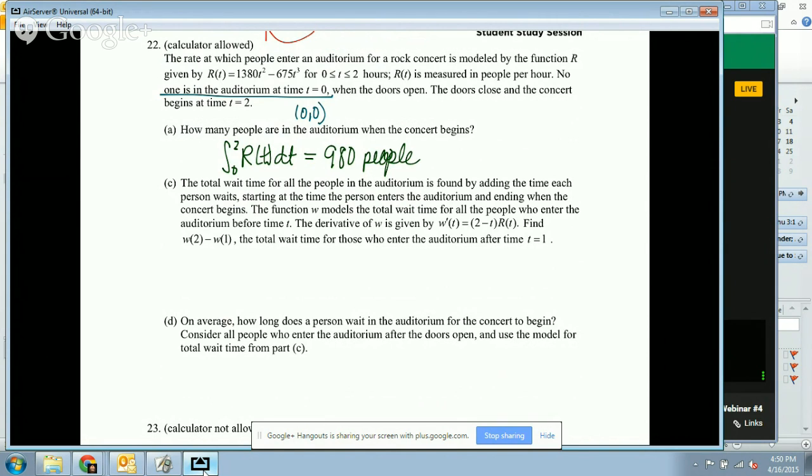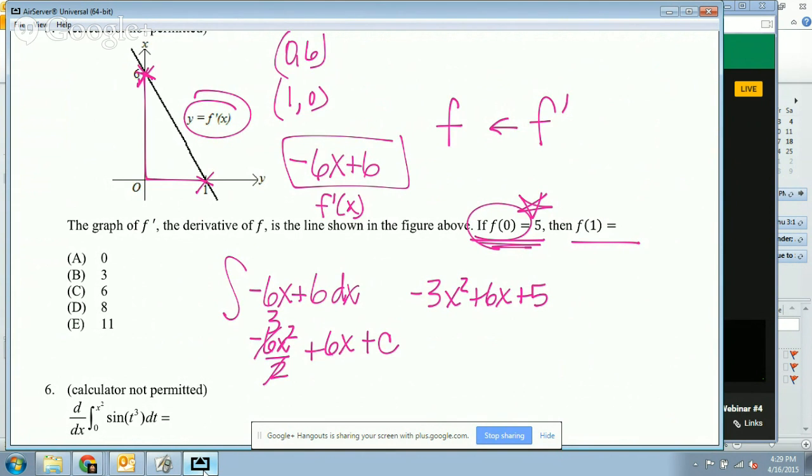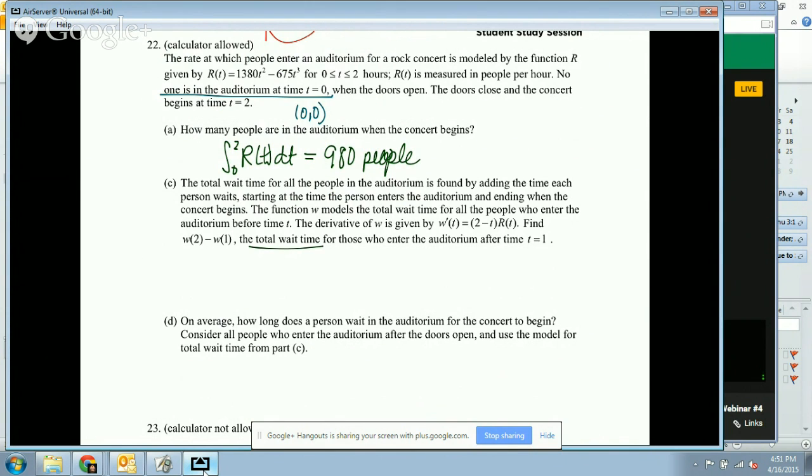So I actually had to wrap my brain around this one for a little bit. It's going to be that +5 at the end. And now maybe I forgot what I was doing. Oh my gosh. And now I'm going to freak out and not answer the problem? No, I'm going to reread it again. The graph of f prime, the derivative of f, is the line shown in the figure above, an amount, because they're asking me for the total wait time, okay? And that's after time t equals 1.